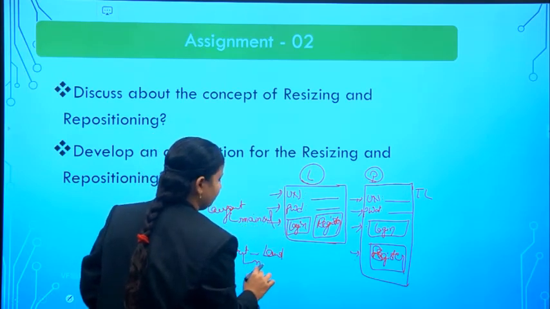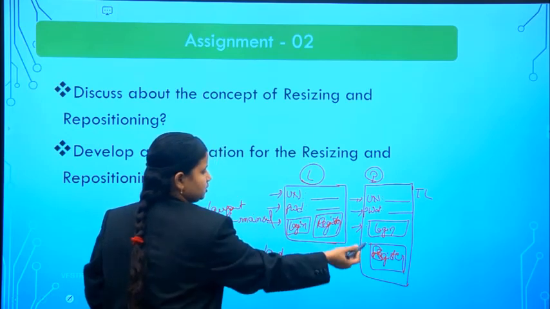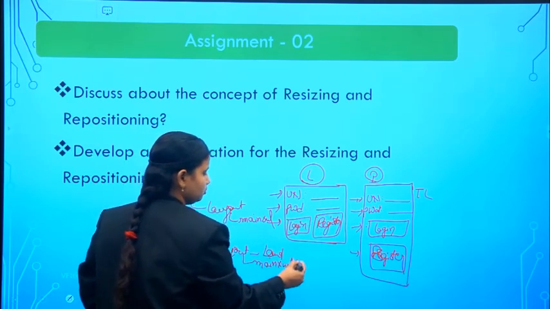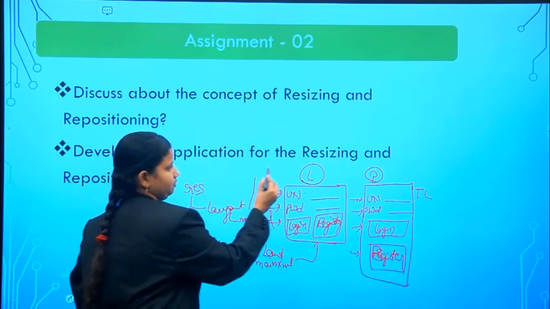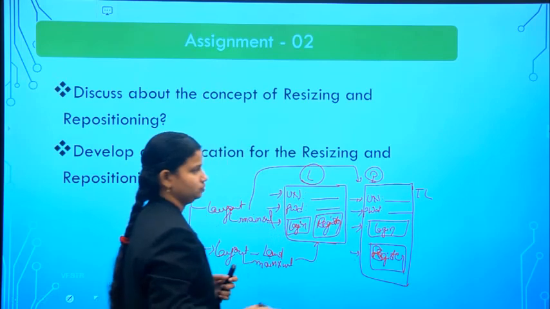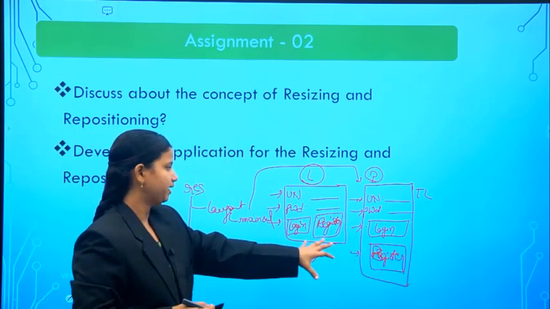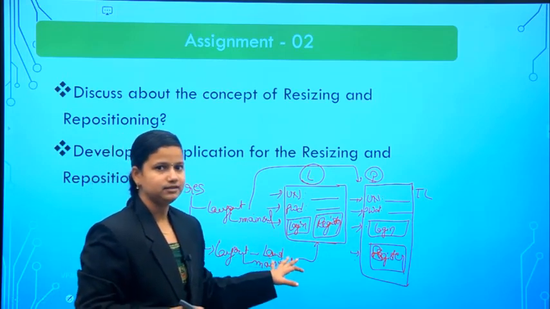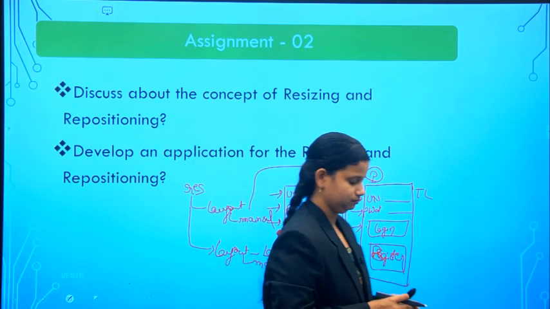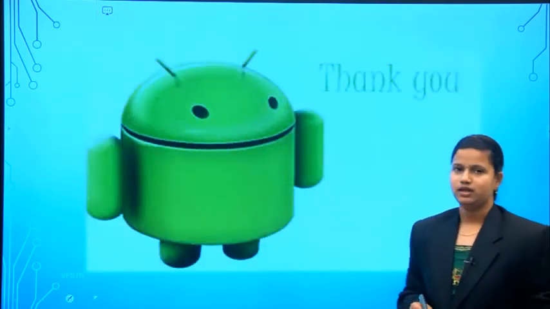Here also main.xml. While you are changing the screen orientation from portrait to landscape mode, this file will be loaded automatically while the other file will be closed. When you change from portrait to landscape mode, it automatically opens the main.xml that is presented for the landscape mode. Okay. Thank you all.